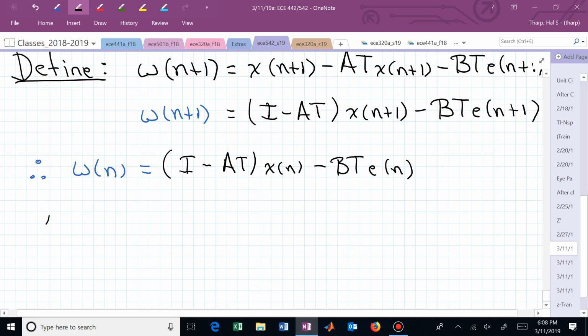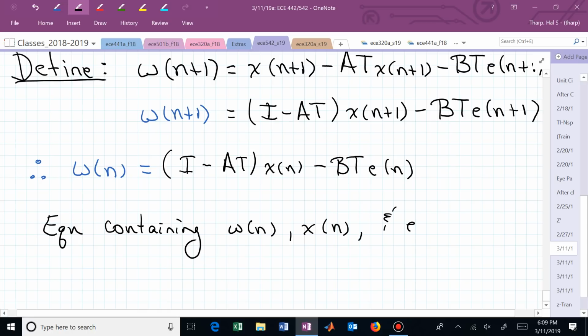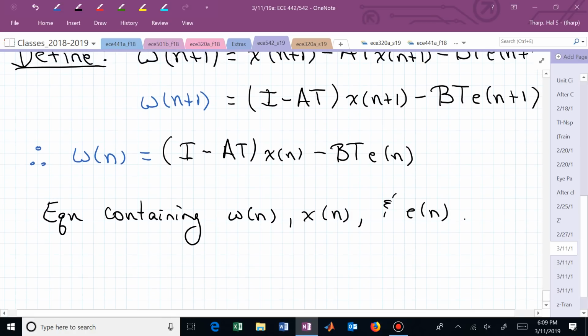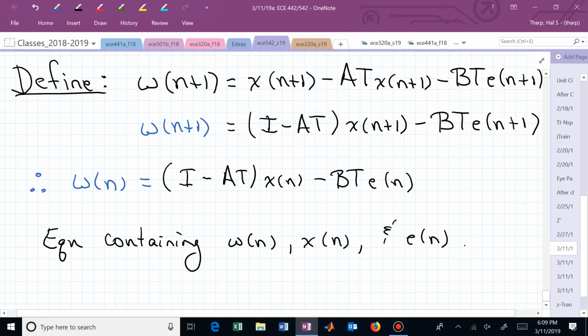This is now an equation right now containing w of n, x of n, and e of n. Well, we have w of n plus 1, but it contains an x at n plus 1 and an e of n plus 1. If we could replace that x of n plus 1 with a w of n and an e of n, then we would have a state space representation.